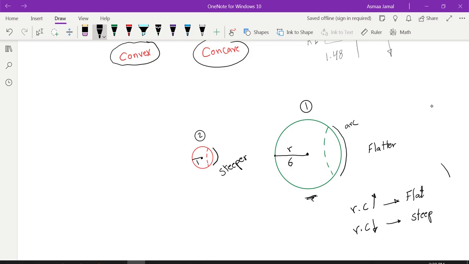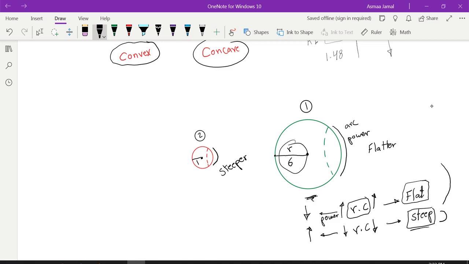Here the lens will become almost flat. This one, the lens will become steep, deeper. The radius of curvature is inversely proportional to the surface power, which means when the radius of curvature of the sphere increases, the power of the lens will decrease. Quite the opposite, when the radius of curvature decreases, the power of that lens will increase. That immediately means the flat lens has less power than steep lenses. The steep lenses are more powerful than the flat lenses.